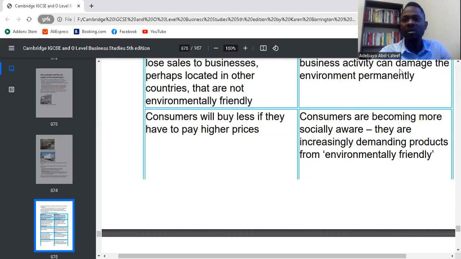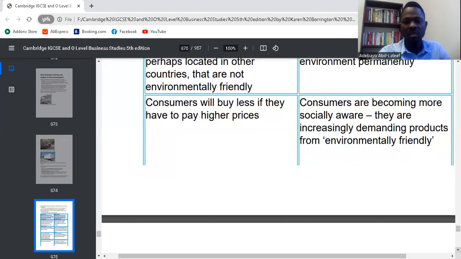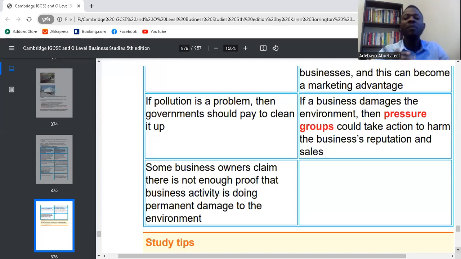So we check on the support for socially responsible. 2 points. There are other 2 points. Okay, I will check. Okay, it's down. If pollution is a problem, then government should pay to clean it up. So they are saying that if you think pollution is the problem, it's social, so it should be the responsibility of government. That's the point they're making there.